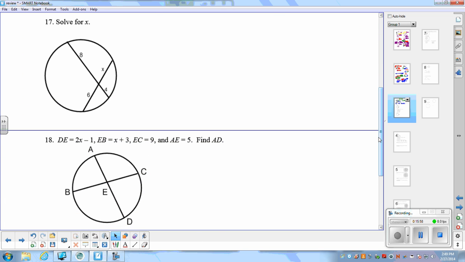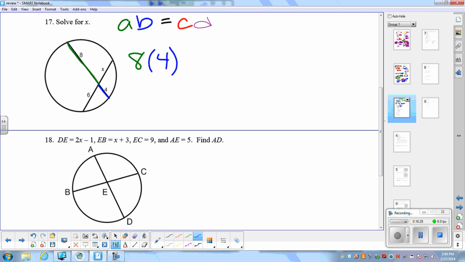Number 17, now we have two intersecting chords. So this is our A times B equals C times D. All right, so we look at this, what we got. A and B come from the same line, so I can say here's A. 4 is B. A and B, they both come from the same line. And then C and D also come from the other line. So I can say 6 is C, and then X is D.